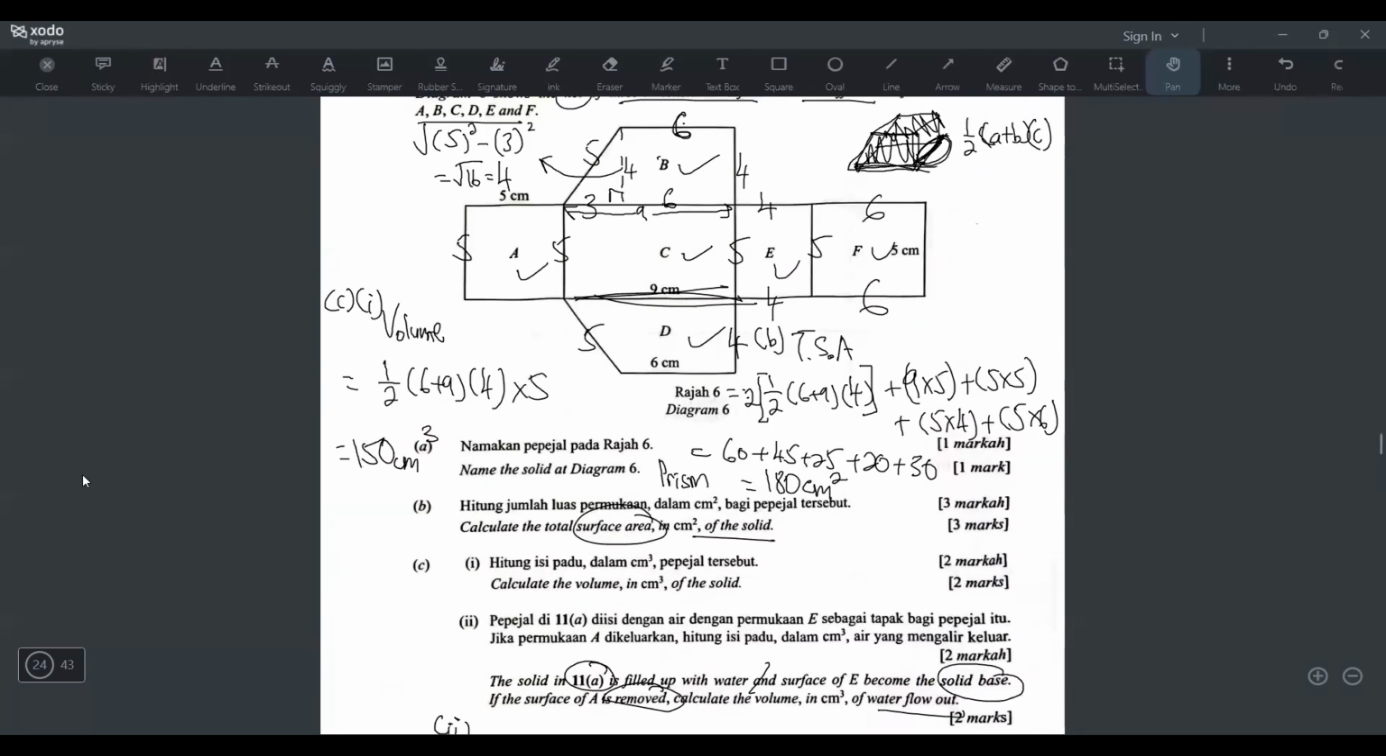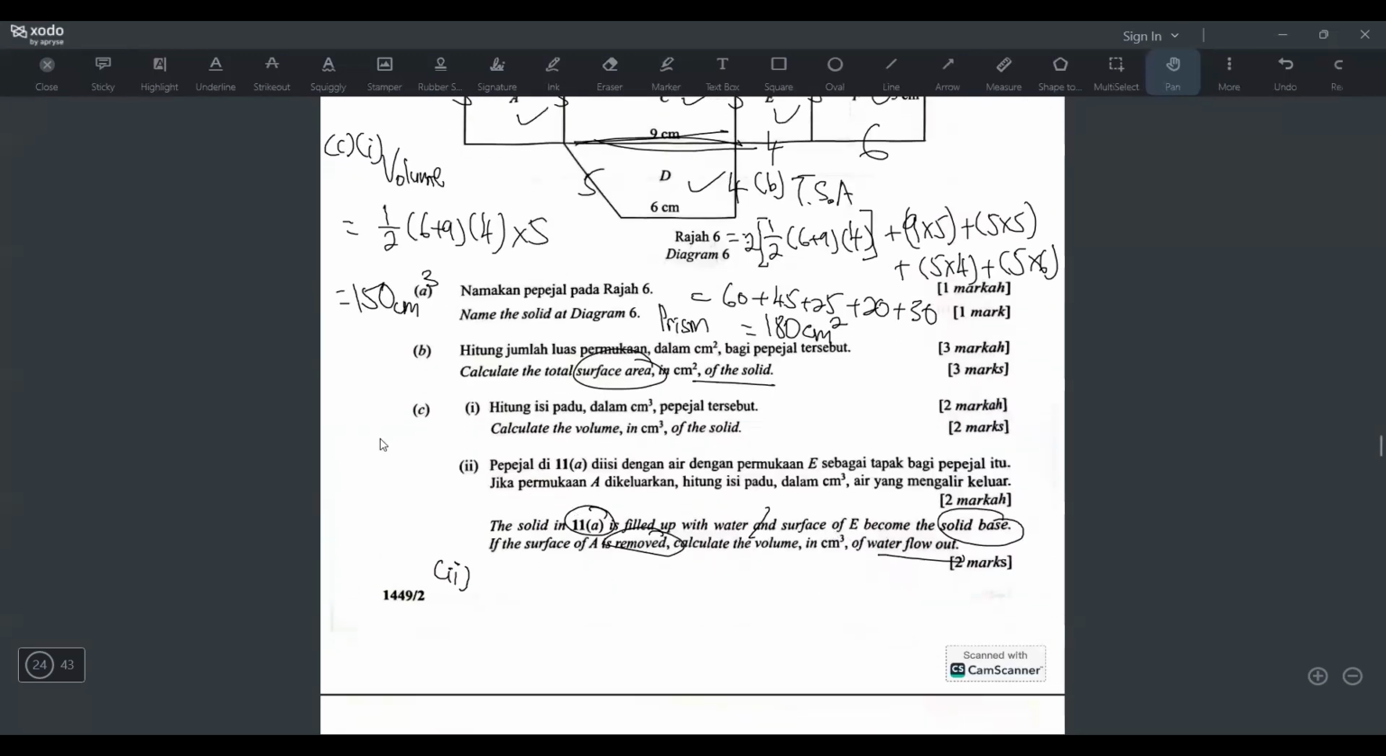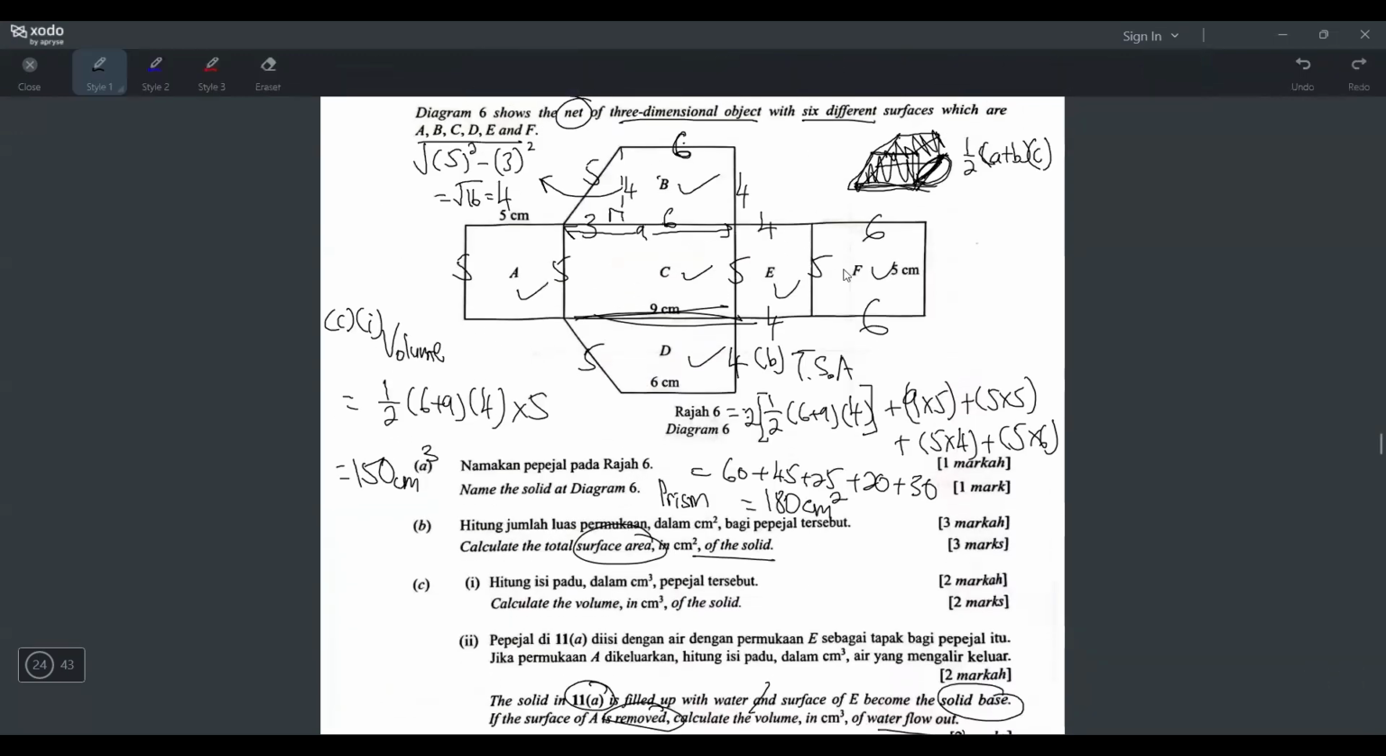Okay, let's imagine it. E is the base. So E becomes the tapak. So now your E surface has to stay at the bottom. So the E surface is this one, right? Let me use red color. Is this surface, right? So if this surface has to stay at the bottom, then that means your 3D shape looks something like this already. Correct? Do you agree?